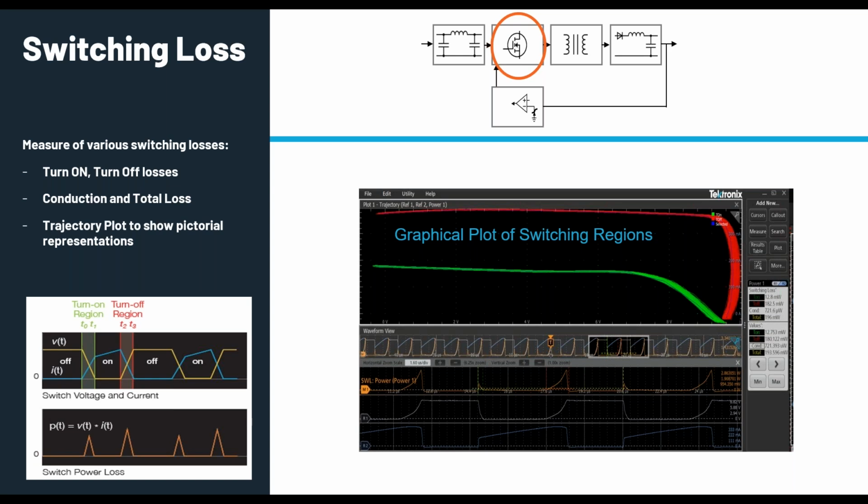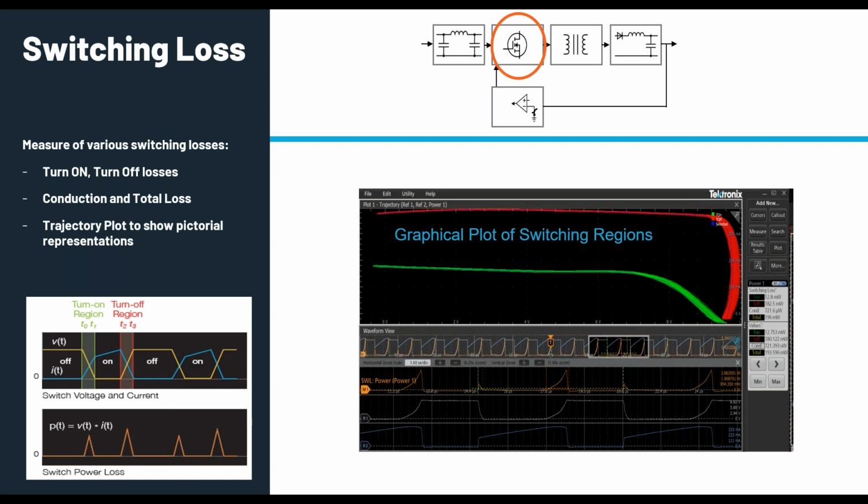And a couple of tips when you are making these measurements. It's very important to do proper deskew between voltage and current signals. You should make sure they are both aligned in time. Otherwise, you might end up measuring some values which are not correct. So we look at how we do proper deskew before we take these measurements towards the end.